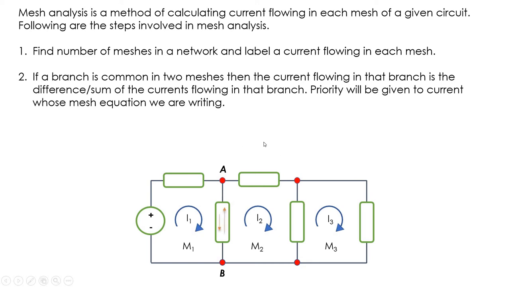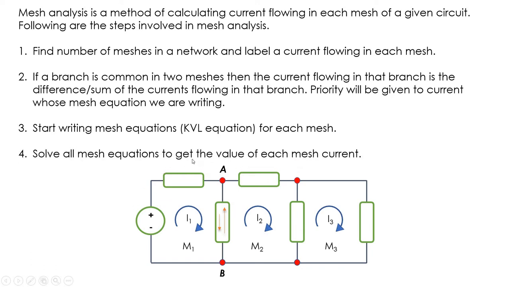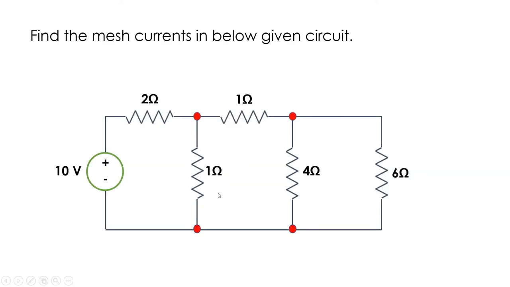Okay. Now in the next step, you start writing the mesh equations, or I can say KVL equations, for each mesh. So you have decided how many meshes are there, and then you will start writing the KVL equations. So first you will write for this loop, then for this loop, and then for this last loop. Okay. And after solving all these mesh equations, you will get the value of each mesh current. Okay. Now let us solve an example related to this particular method.